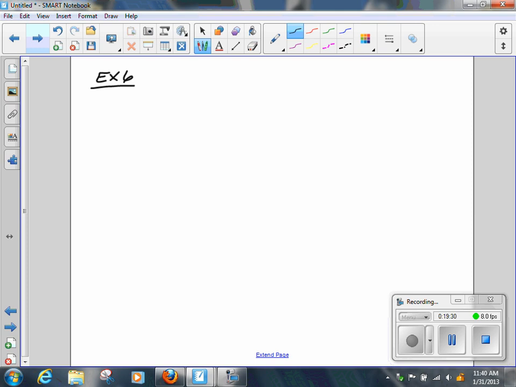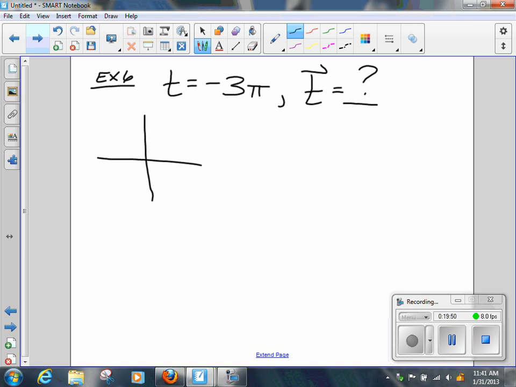How about this one? Your angle is negative 3 pi. What's the reference angle? Graph it. Let's graph it. Am I rotating up or down? Down. All right, here we go. Here's 1 pi, 2 pi, 3 pi. There it is. So what is the distance to the x-axis?